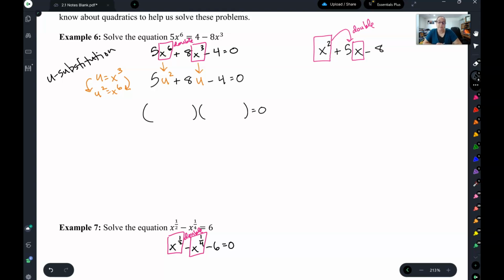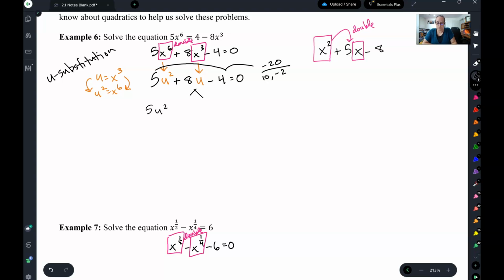So now I want to actually factor this. You may have noticed that this is going to be our harder method of factoring because I have a number in front. So I'm going to take first times last, which gives me negative 20. And I want numbers that multiply to negative 20 and add to 8. So it seems like that's going to be 10 and negative 2. That multiplies to negative 20 and adds to 8. So I'm going to exchange my middle term.